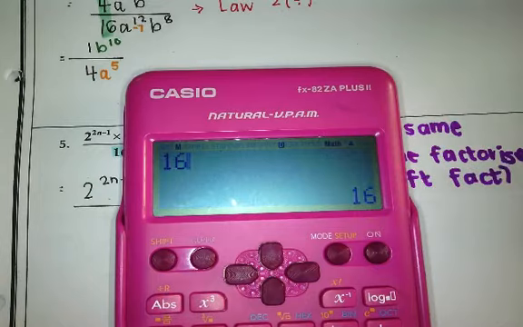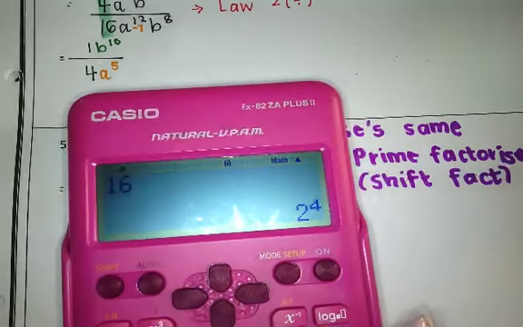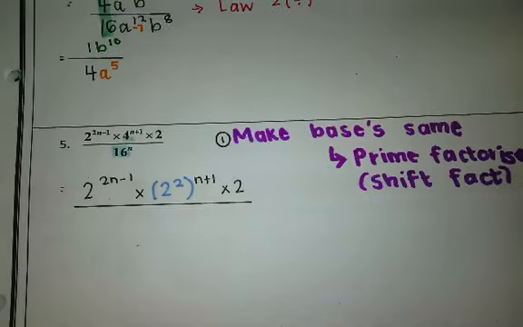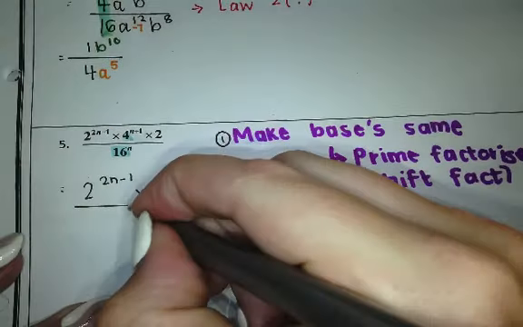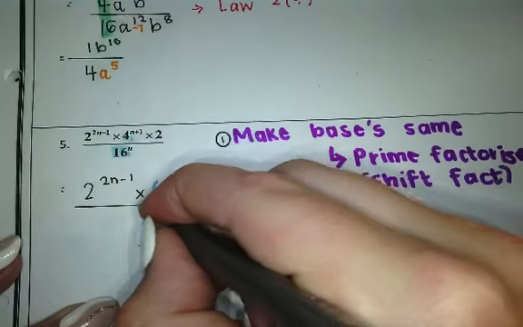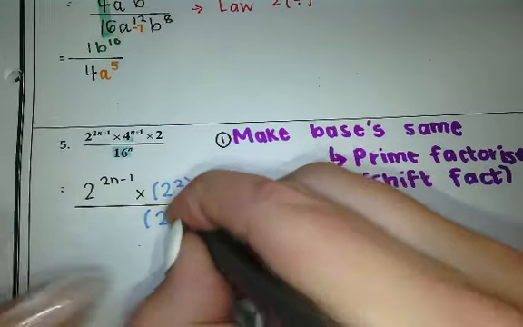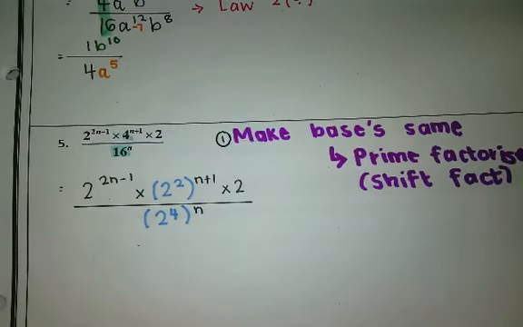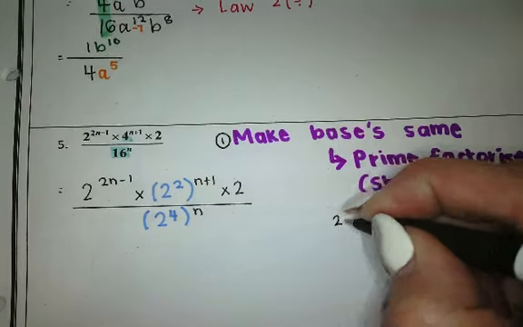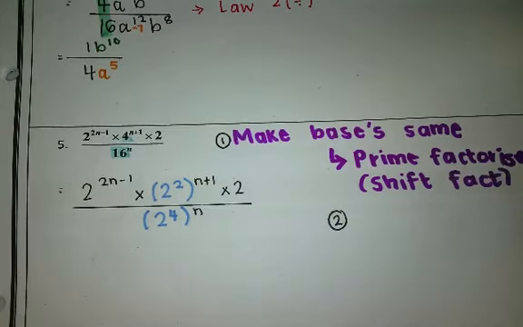Okay, so the other one we need to do is 16. So we're going to say 16 equals shift fact, and that's 2 to the power of 4, but we are going to leave it in brackets because that 16 is still to the power of n. So this is going to be 2 to the power of 4. Keep it in your bracket because that's still to the power of n. Right, we have now made all our bases the same. Okay, you with me?